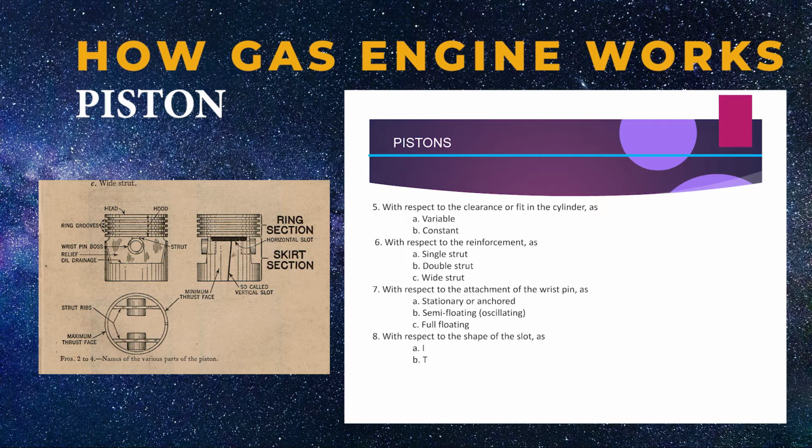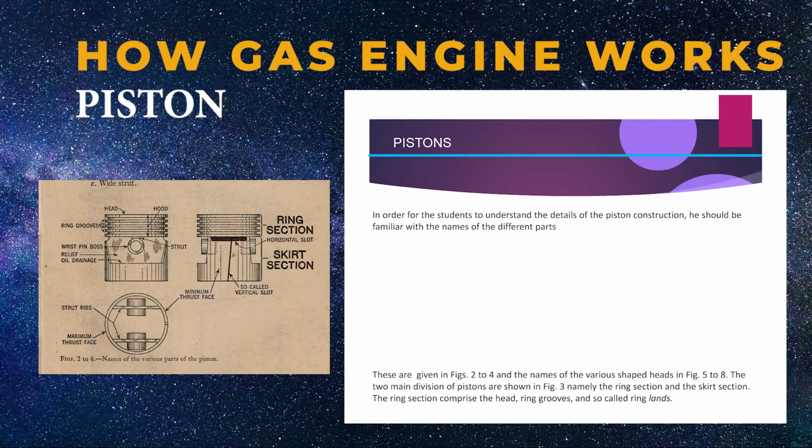Wide strut. 7. With respect to the attachment of the wrist pin, as A. Stationary or anchored, B. Semi-floating, oscillating, C. Full floating. 8. With respect to the shape of the slot, as A. I, B. T. In order for the student to understand the details of the piston construction, he should be familiar with the names of the different parts.